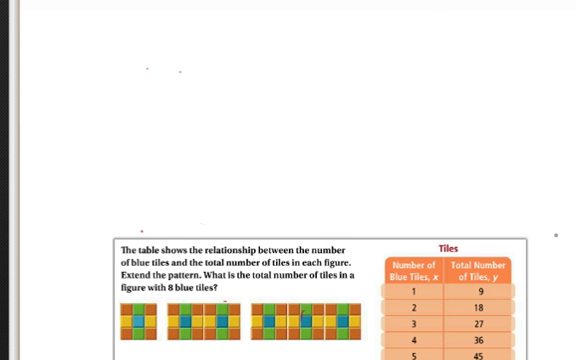Method 2 would be to write an equation. Now this is our preferred method. We want to, if we can, write equations. They're faster than drawing pictures. And this is algebra. That's what we're all about. Okay? So over here we can see the number of blue tiles is x. The total number of tiles is y. Okay, well, for every 1 blue tile, I have 9 tiles, right? So I could say 1 blue tile, we'll say x equals y.